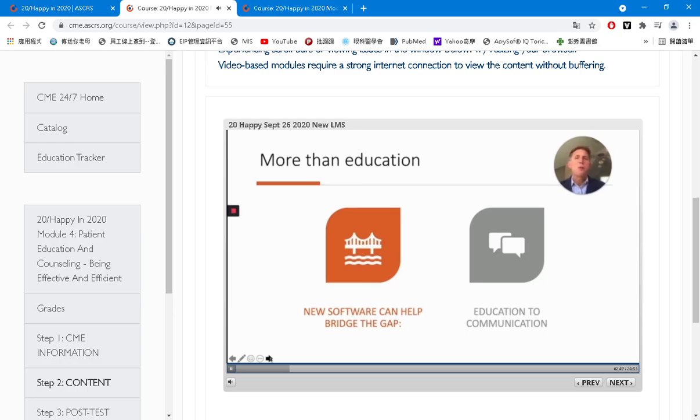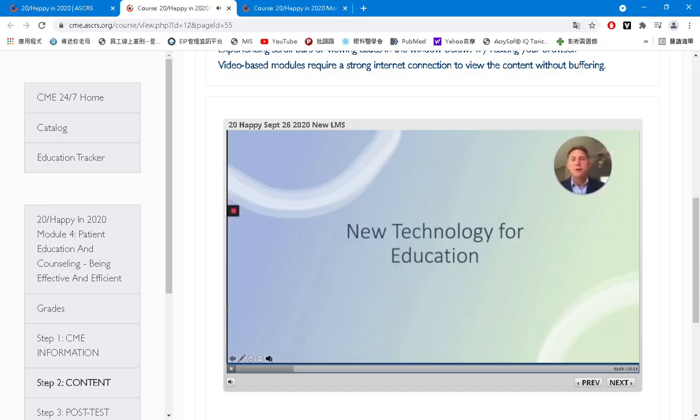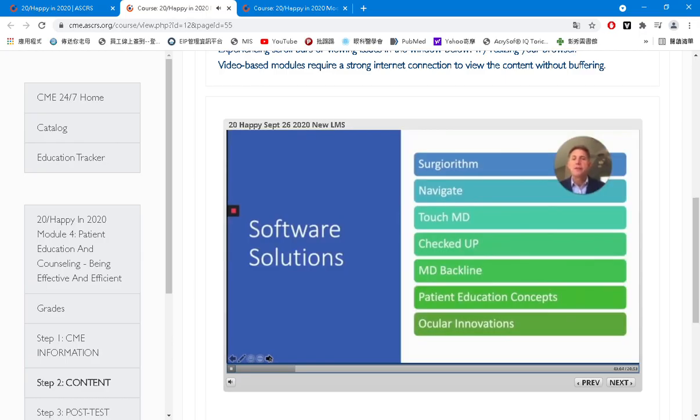I also see that in the past, it was a one-way sort of education process where you're just giving patients information. Now I see it as a two-way street as far as communication. You want to gain back what that patient is looking for so you can tailor your approach to meet or exceed their expectations. I do see there's a lot of new technology in the education space.